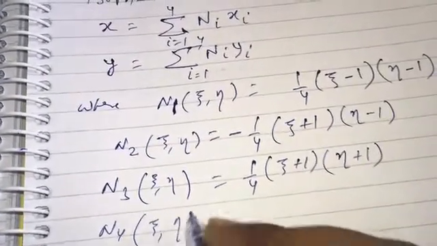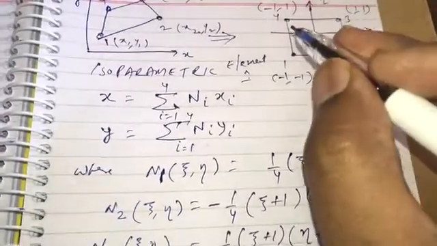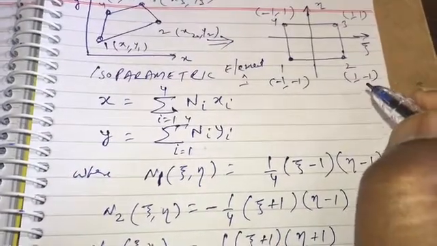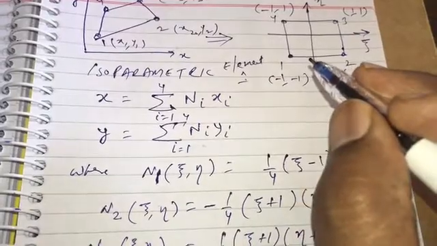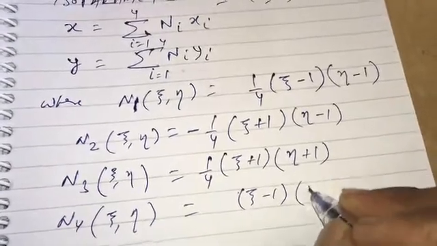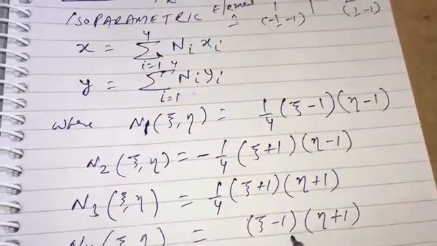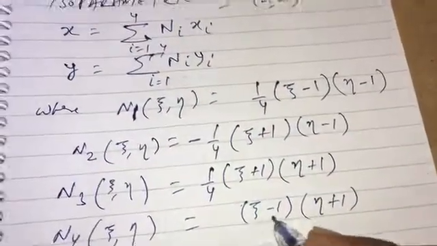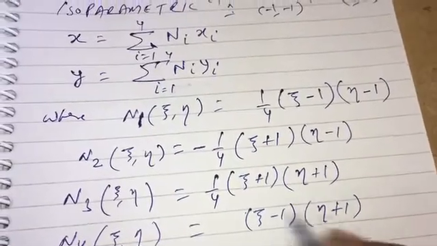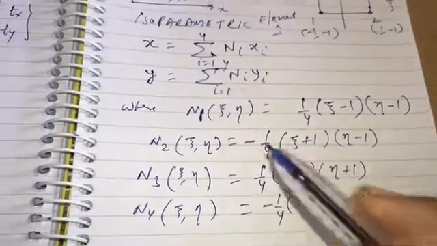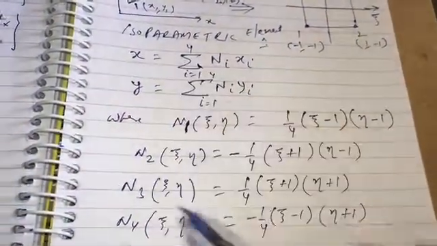N4(xi, eta) will be equal to, again this point, so xi equal to 1 and eta equal to minus 1. If you put minus 1 and 1, it becomes minus 4, so it becomes minus 1 over 4. So this is what our N1, N2, N3, N4 are, and x is defined like this.